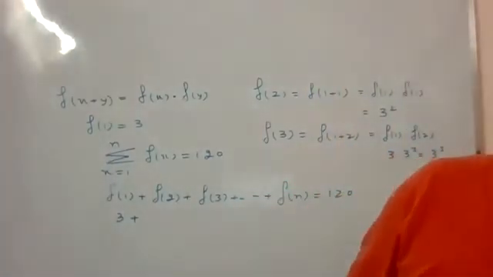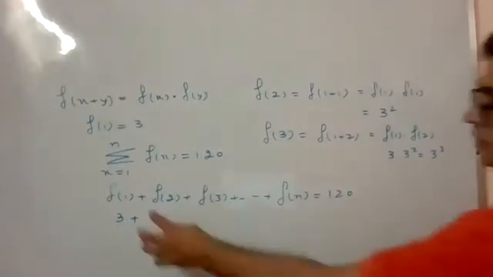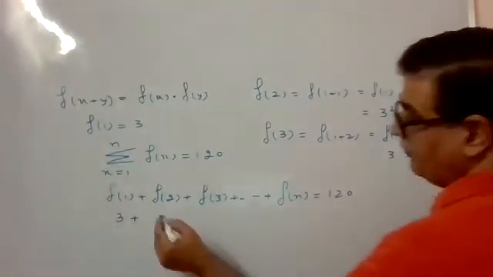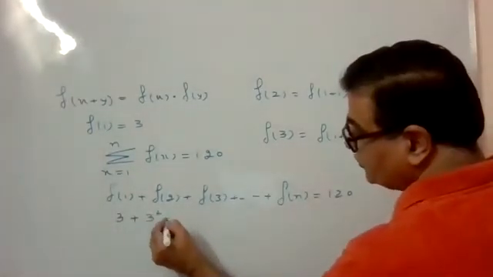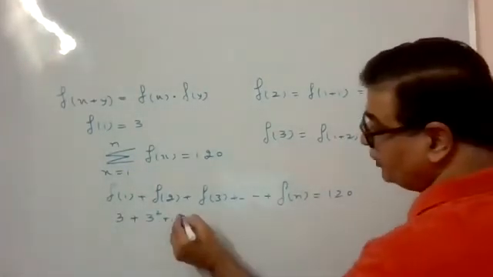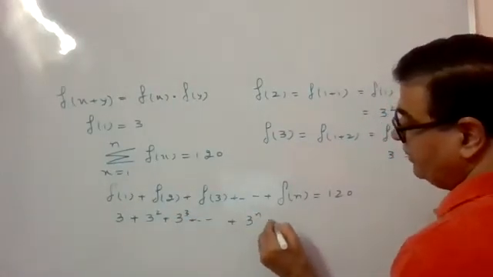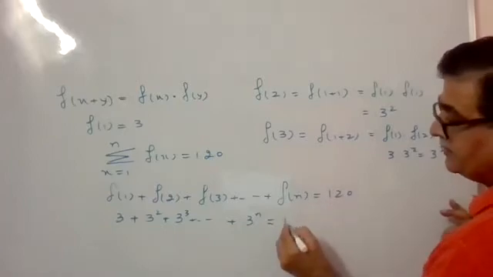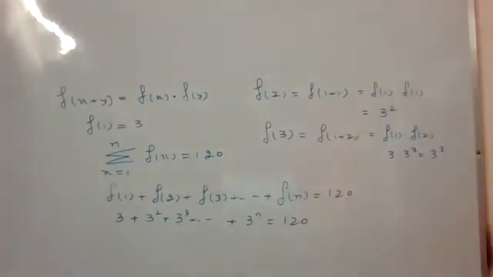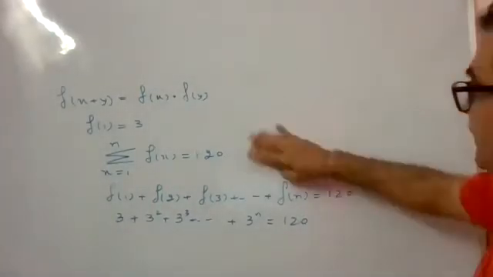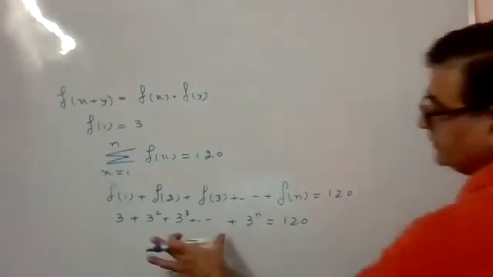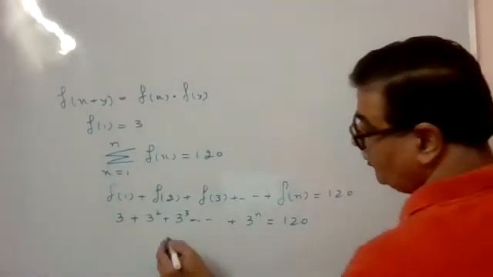So what you should say in this case: when you have f1, it will be 3 power 1. f2 will be 3 square. When you have f3, it will be 3 cube. And the last will be 3 power n. Now the sum of these is 120, and when you get this, we will solve it. It is a GP. What is the formula?